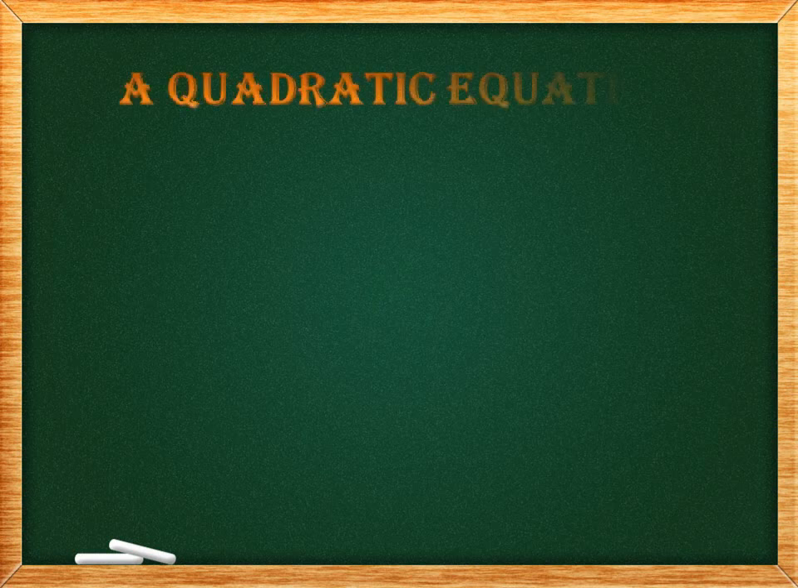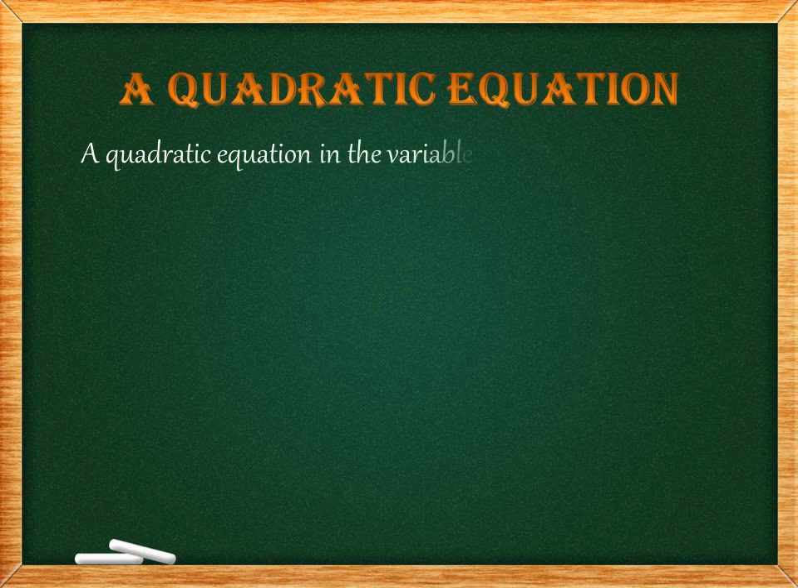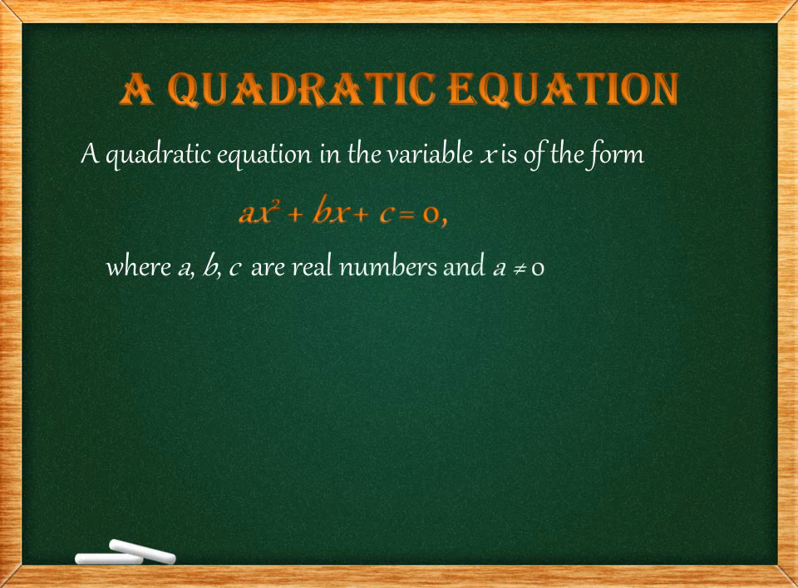By now we come to know what is a quadratic equation. So now let's define it. A quadratic equation in the variable x is of the form ax square plus bx plus c is equals to 0, where a, b, c are real numbers and a must not be equals to 0. Okay, now this is an important condition that a must not be equal to 0, as if a is equals to 0, this equation will be a linear equation, as the term having x square will be eliminated and this will be no more a quadratic equation.